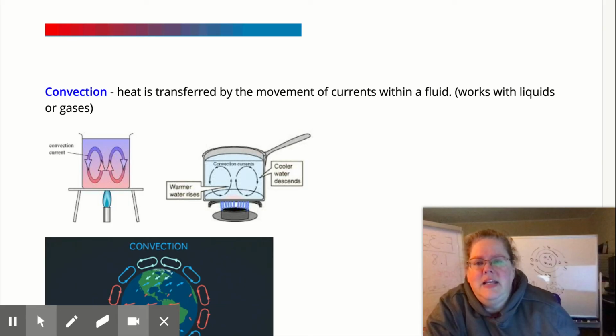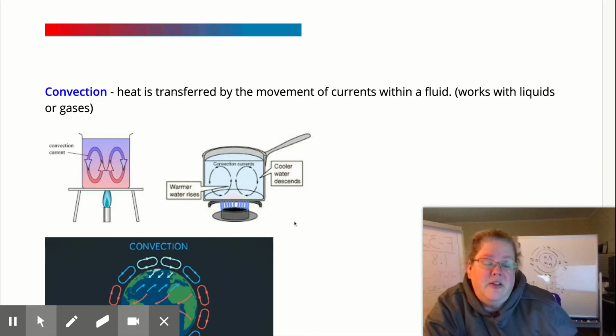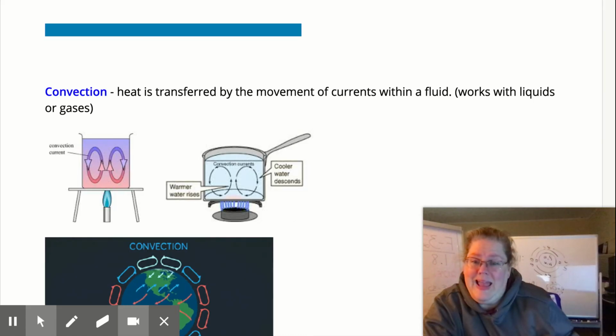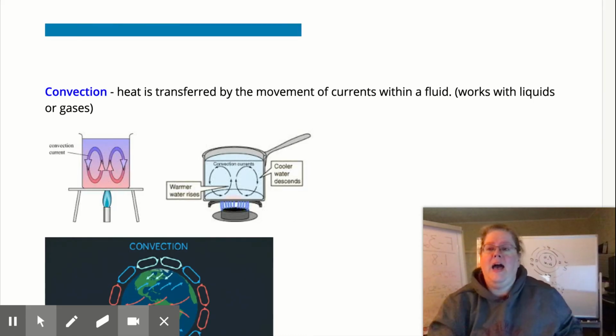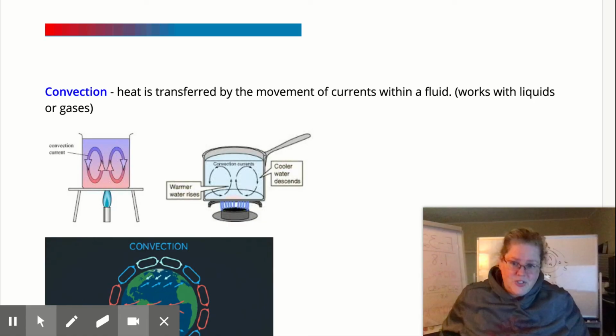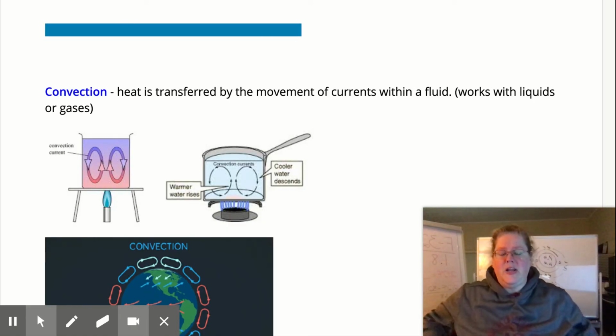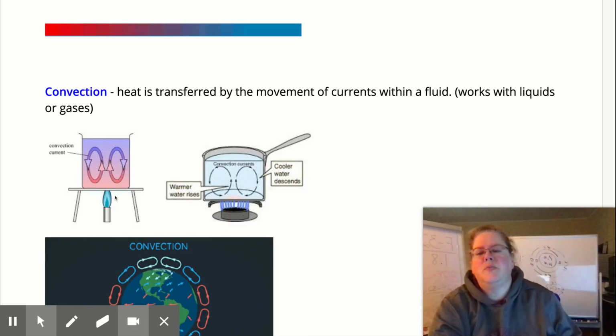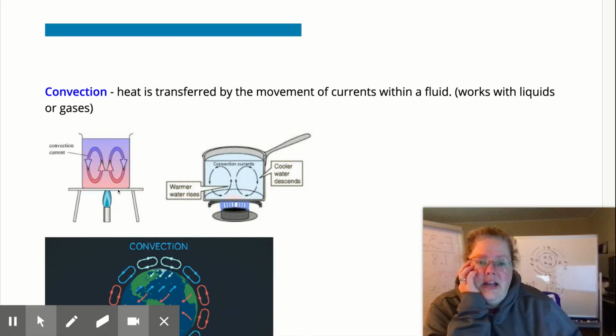Convection, on the other hand, heat is transferred by the movement of currents within a fluid. A fluid is a liquid or a gas. Both are fluids. We actually walk through fluids all the time. It's just that that's our atmosphere, or atmospheric gases. So what happens is if there's a place that's really hot, hot air rises. And as it rises, it cools.